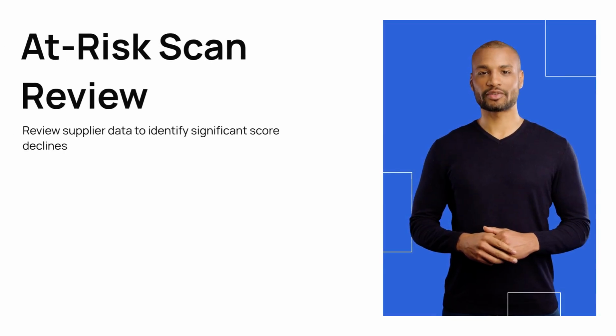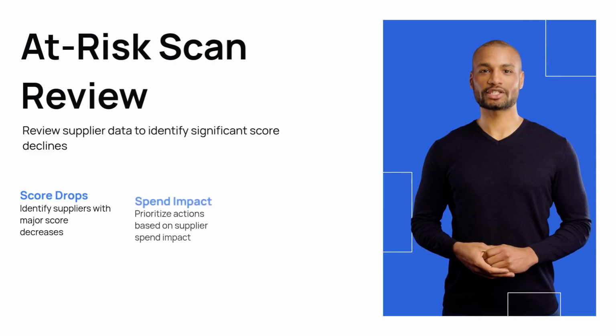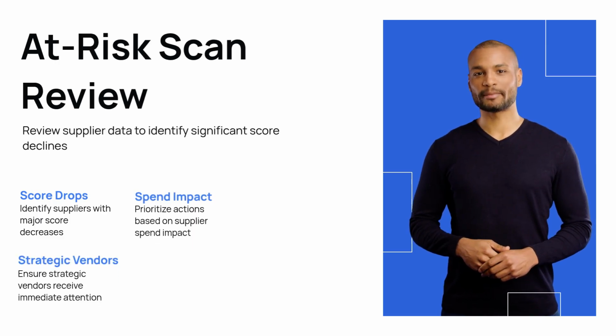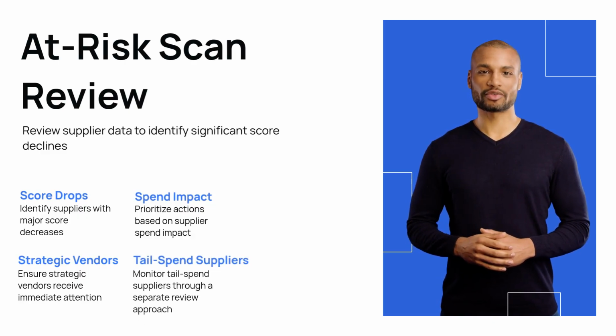The at-risk scan reviews 120 rows of supplier data. It highlights significant score drops. You can prioritize actions based on supplier spend impact. This ensures strategic vendors receive immediate attention. Tail spend suppliers are monitored through a different review process.